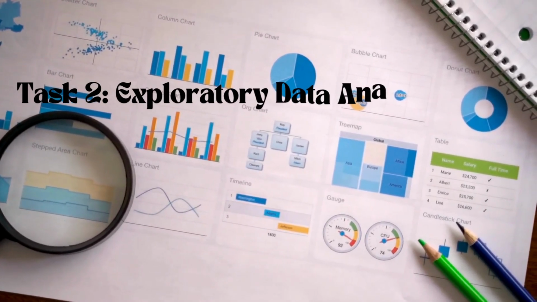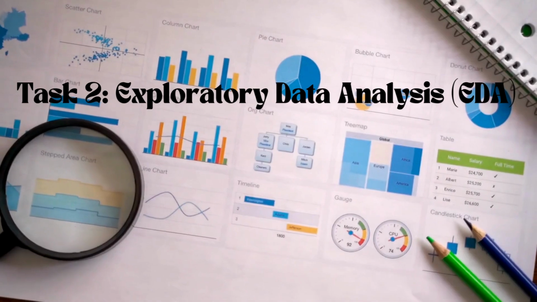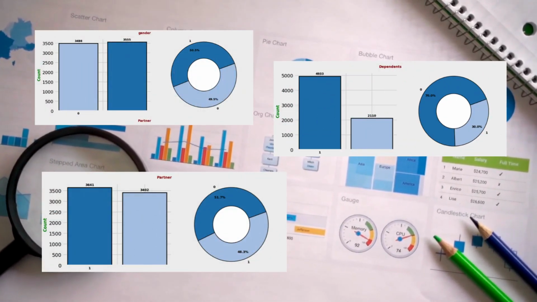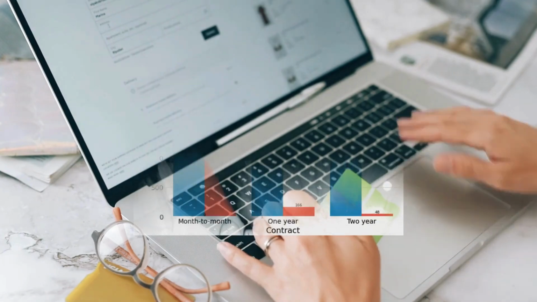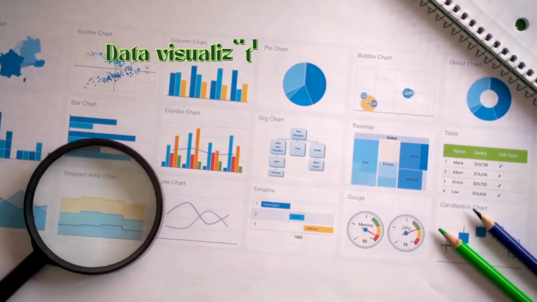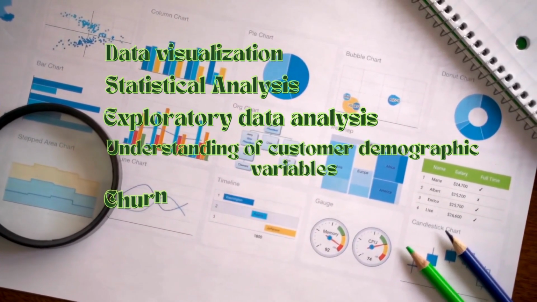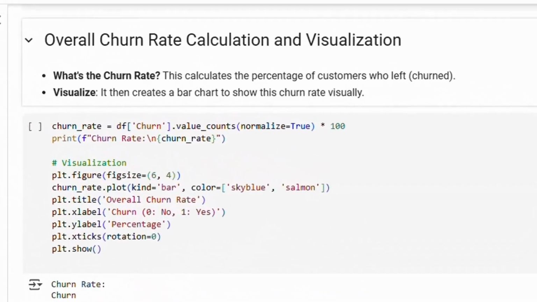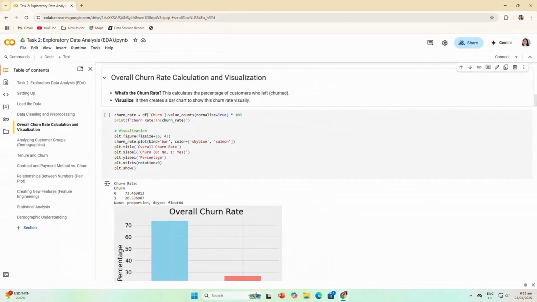You're now in Task 2, Exploratory Data Analysis, or EDA. In this task, I'll calculate and visually represent the overall churn rate, explore customer distribution by gender, partner status, and dependent status, analyze tenure and its relationship with churn, and investigate how churn varies across different contract types and payment methods. The key skills I'll apply include data visualization, statistical analysis, exploratory data analysis, understanding customer demographics, and churn rate calculation. In this in-depth analysis of customer churn today, we'll uncover the hidden trends behind why customers leave and what we can learn from the data.